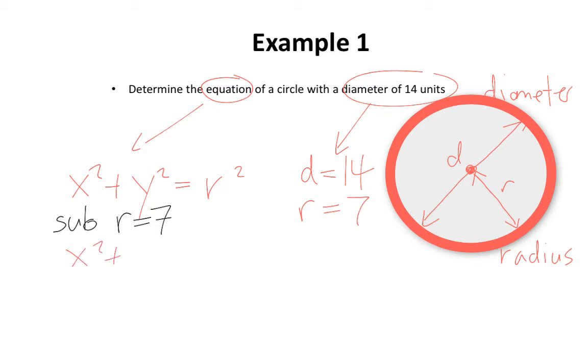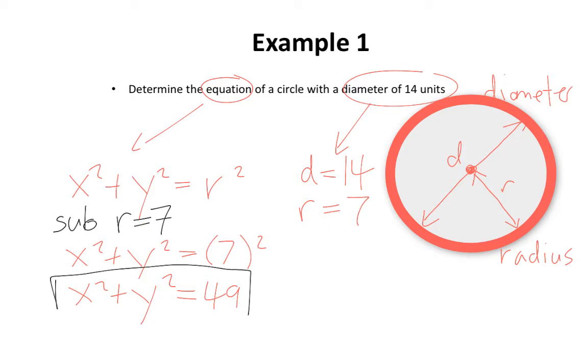Everything stays the same, and I'm going to replace my r with this 7. I'm going to put it in brackets. I'm also going to have to square this number. So in my next step, I'm going to go ahead and square 7. 7 squared is 49. Therefore, the equation of my circle is x squared plus y squared equals 49.